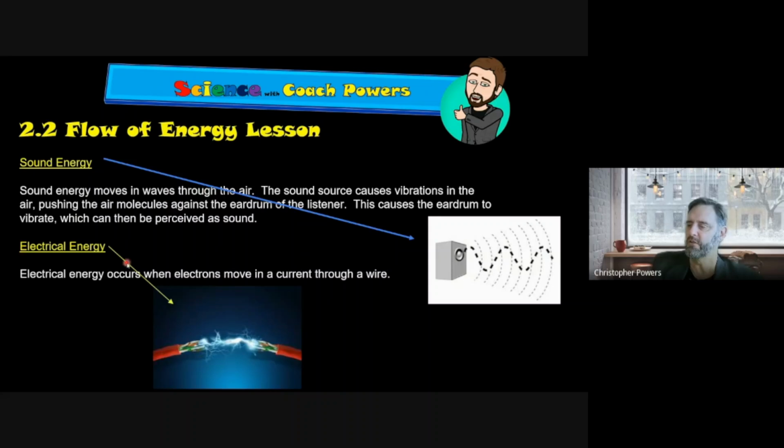And then electrical energy, you'll see this right here on the bottom. An example: electrical energy occurs when electrons move in a current through a wire. That represents a wire. If you guys have seen that before, connecting things and twisting and making lights work. It only takes myself to put in a light bulb sometimes.